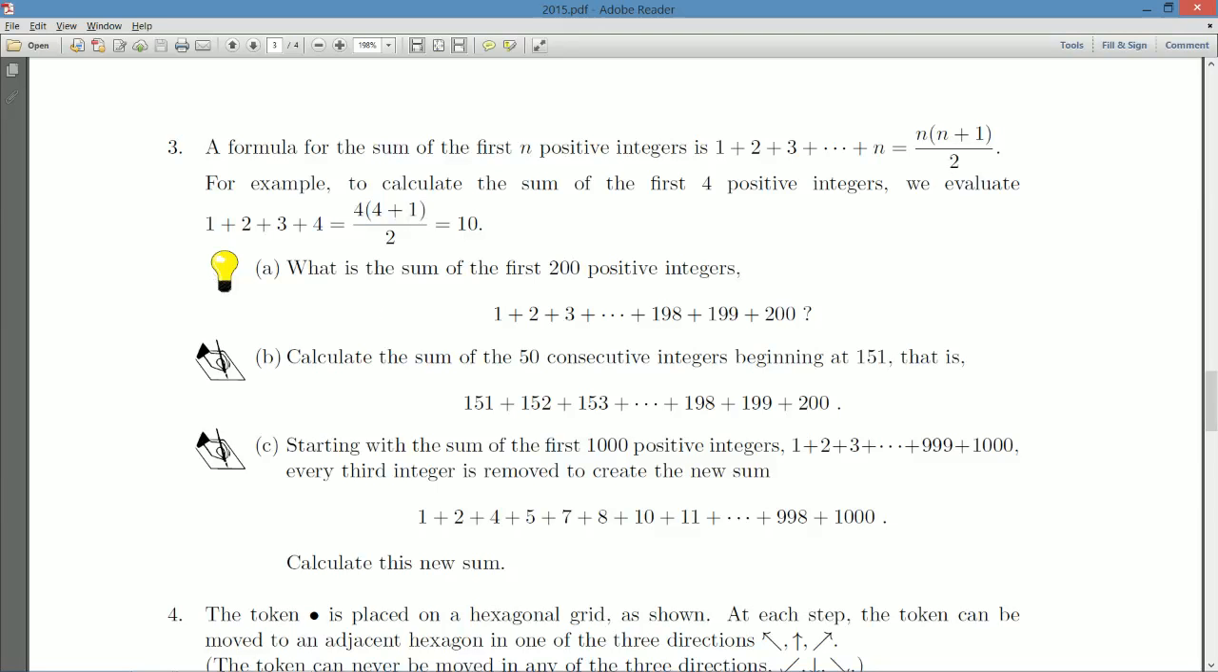1 plus 2, that's 3. Then plus 3 is 6. Plus 4 is 10. But they're saying the faster way to do that is 4 times 4 plus 1. So that's 4 times 5, that's 20. Divided by 2 is equal to 10.